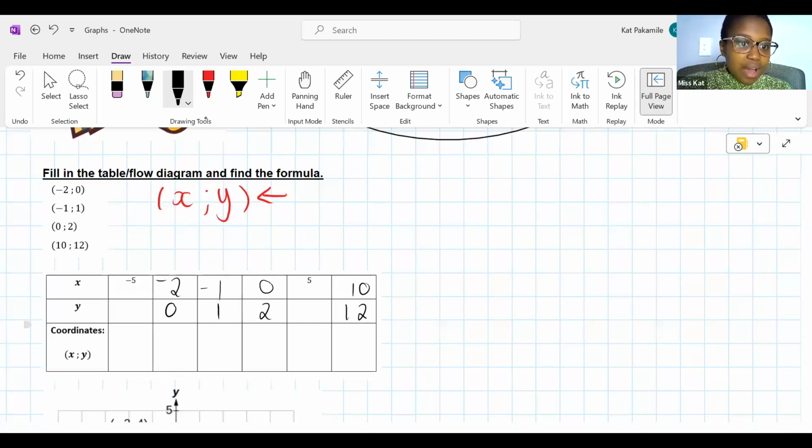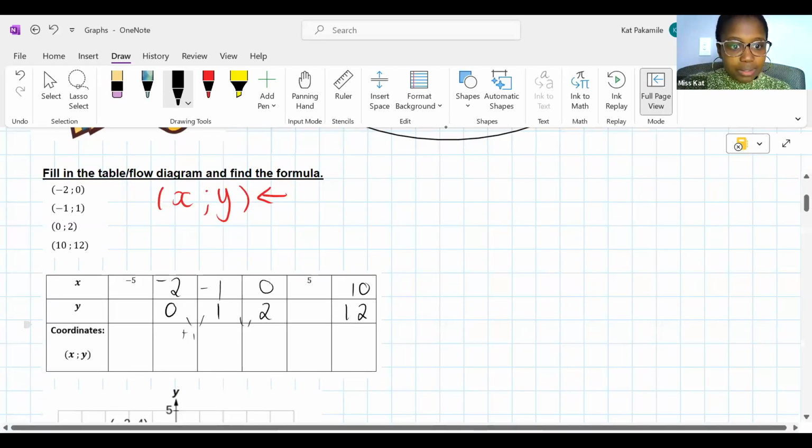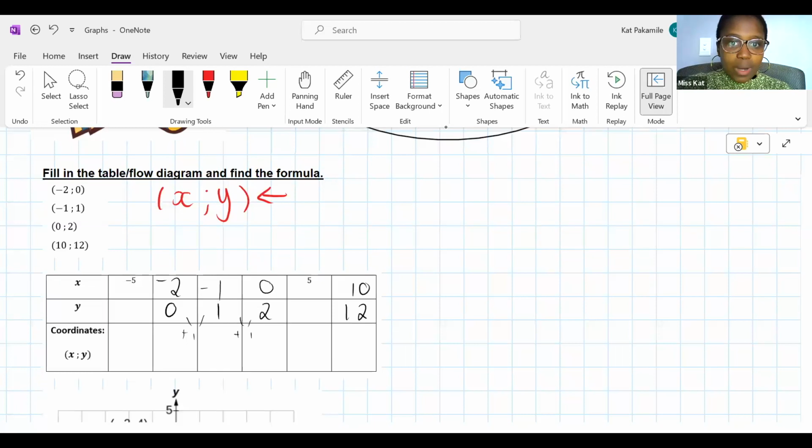So let us find our formula for this, okay? We're obviously going up in ones, +1, +1, okay? So 1 is your multiplier. It's going to be 1 times x. And what do we have to add or subtract to get to our output? Let's try it with the input of -2. So if I say 1 times -2, what do I have to add to get to 0? Has anyone figured it out?